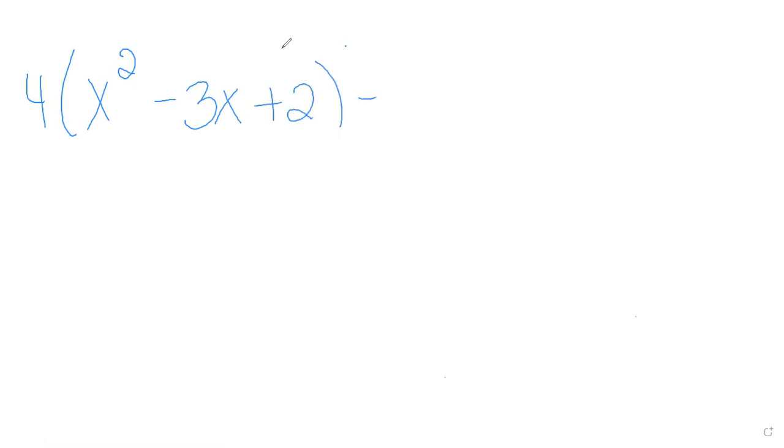So every problem that we've done so far simply had two terms inside the parenthesis, but nobody ever promised you that it would only have two. So let's look at one that has three terms inside these parentheses. So I've got 4 times x squared minus 3x plus 2. And then I have minus 2x squared plus 5x minus 4.